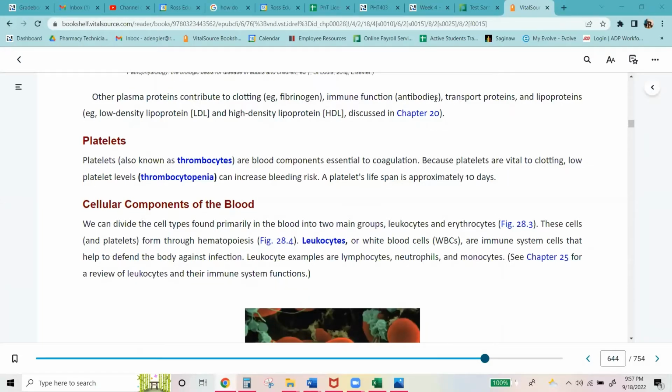Platelets, also known as thrombocytes, are blood components essential to coagulation. Because platelets are vital to clotting, low platelet levels, thrombocytopenia, can increase bleeding risk. The lifespan of a platelet is about 10 days.